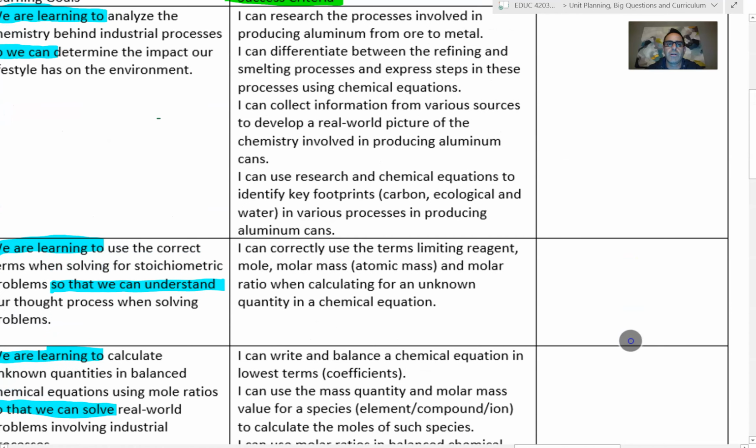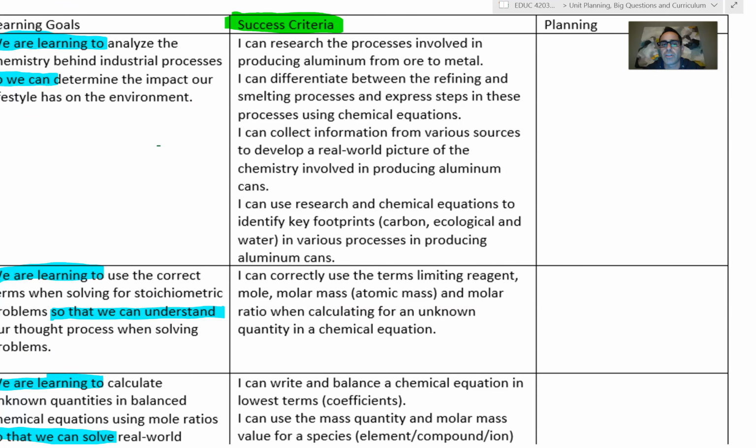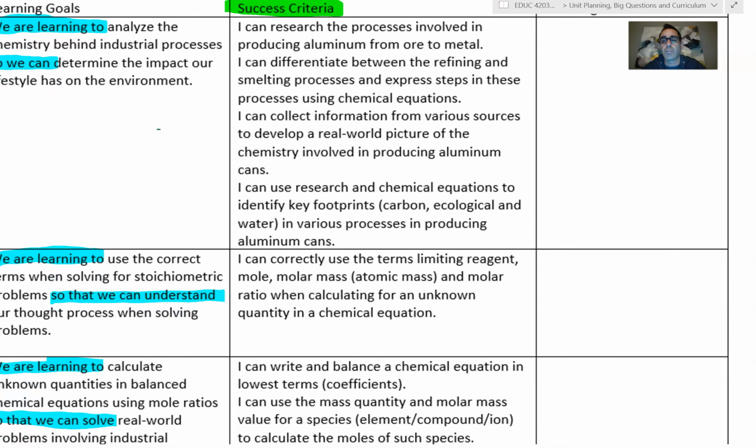The ones up here, this is what we started to jump into: researching the processes involved in producing aluminum ore to metal. Some groups worked on this. Differentiating between refining and smelting, that would probably be based on a lesson I would do with you. Collecting information from various sources to develop a real-world picture of the chemistry involved in producing aluminum. We did all that as part of our class.